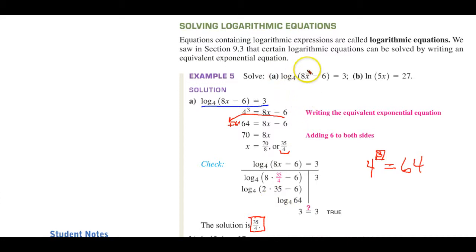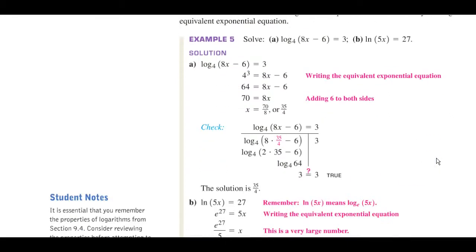So let's just look at it again here because we're not in any hurry. We had it in its log form. We changed it to its exponential form. We expanded our base. Now it was a simple equation that we solved. We got this and we checked it. Okay. Now let's go on to B.